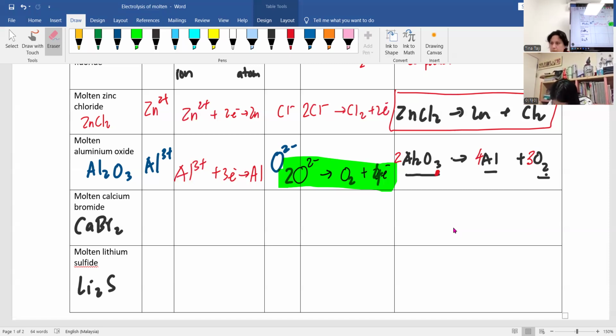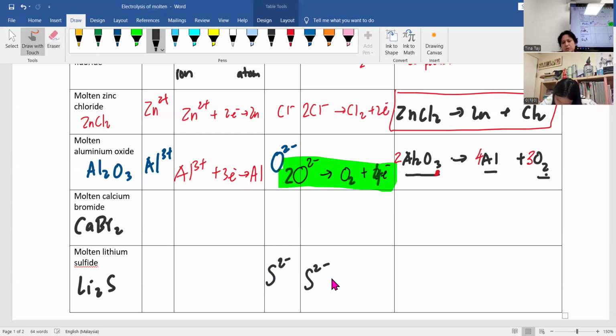Wait, for sulfur? No need. It's just S. No, like for the half equation. So it's just S2 negative. So you just release 2 electrons. There's no need to have 2. Sulfur is not a gas. Okay, I'll give you 1 more minute, then I'll discuss, okay? You try.